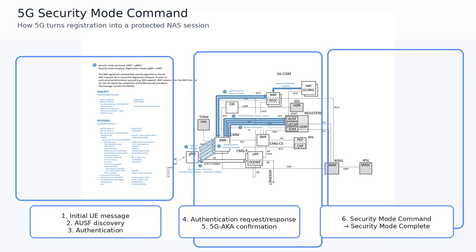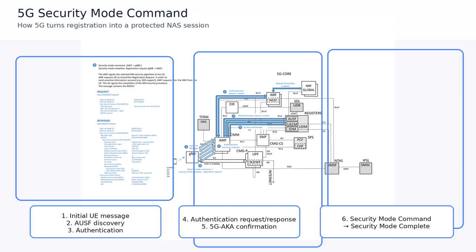On the left is the UE talking to the GNB over the radio link. In the middle is the AMF, which controls access and security. On the right are the core network functions that help with identity, subscription data, authentication, and policy. The diagram also shows the numbered sequence of messages, from the initial UE message through authentication and finally the security mode command. The key idea is simple.